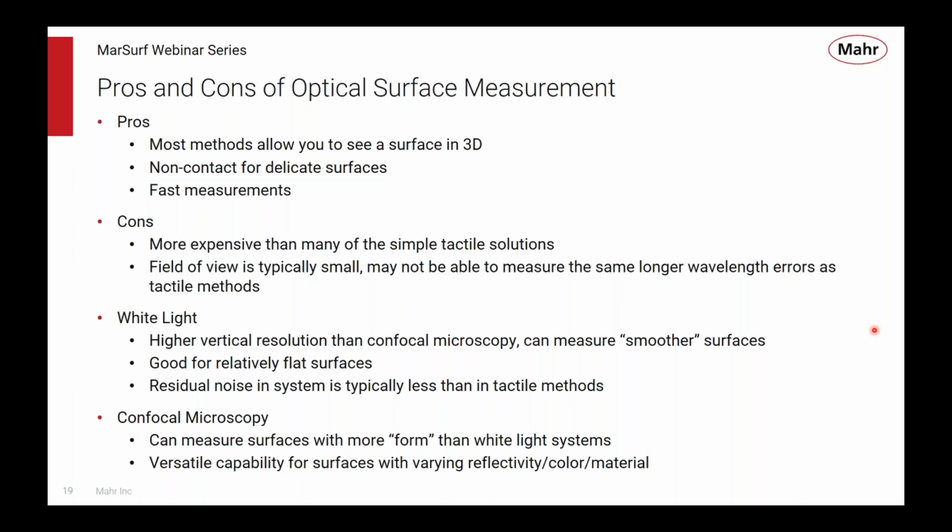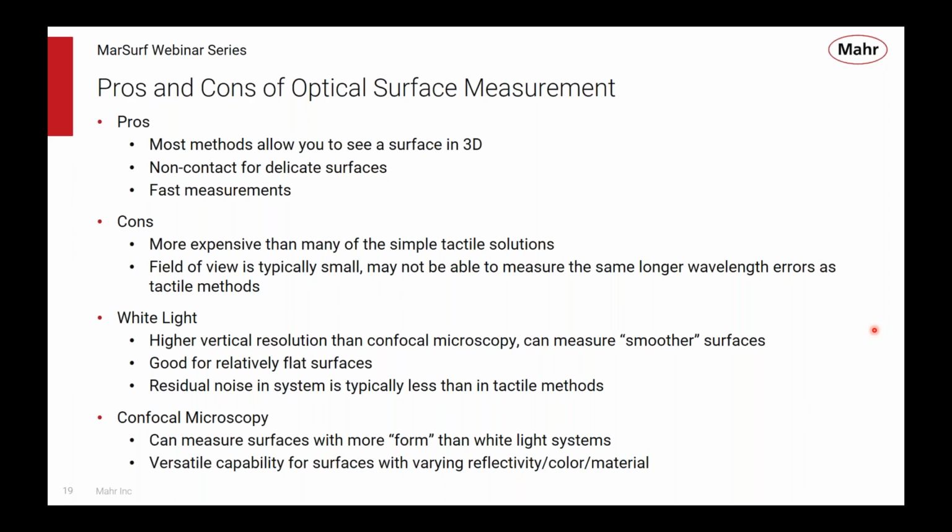I have a lot of people ask me, so why would I go with the optical? As I mentioned before, you get a 3D image, and if you're looking for 3D characteristics on the surface that are important to the functionality of the surface, you probably need to be able to measure it in 3D. But really, what are the pros and cons of the optical methods? So, big pro, most methods allow you to see a surface in 3D. The confocal point sensor requires some time and effort to do it. You got to scan across the surface. Most of the other ones give you a 3D measurement right out of the box.